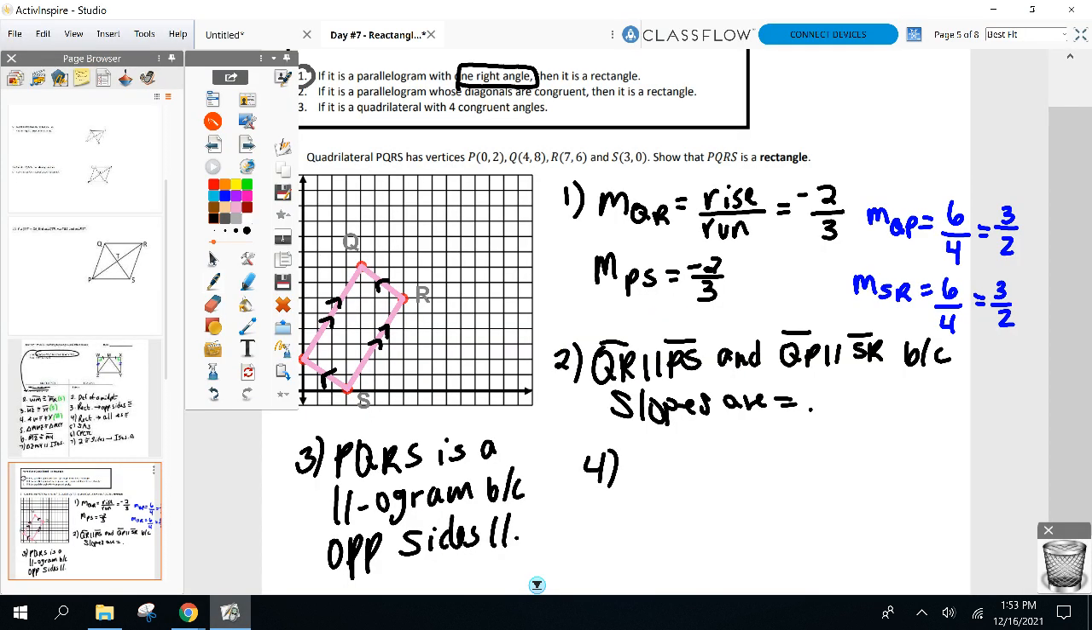Okay, let's see. QR is negative 2/3, RS is 3/2. Yep. So everyone ready? QR is perpendicular to RS. I could have used other pairs too, right? Perpendicular because, how do we know? Tammy, how do we know? Slopes are negative reciprocals.